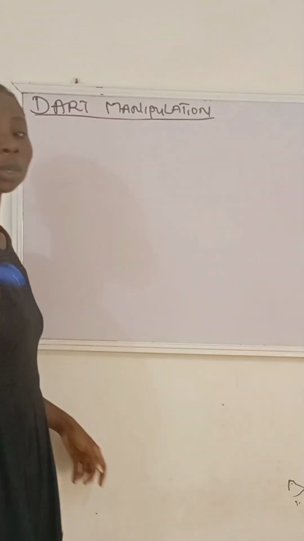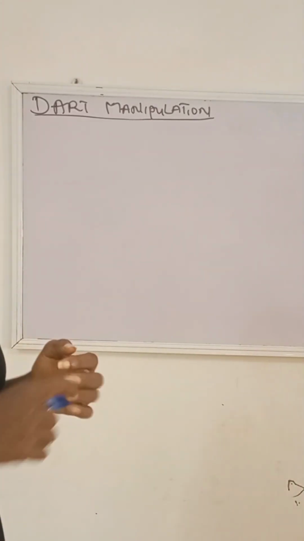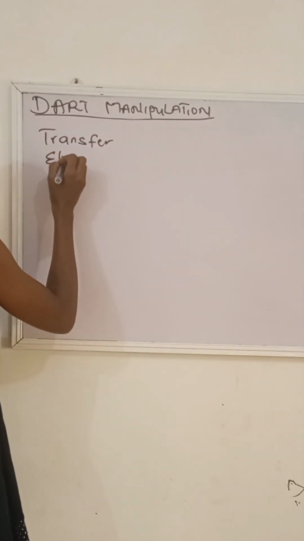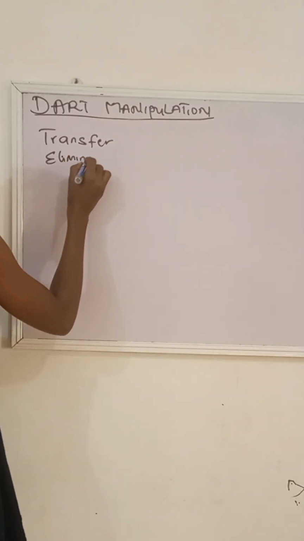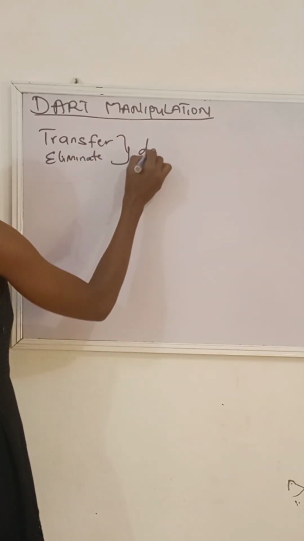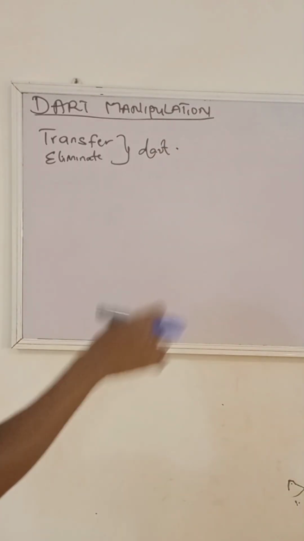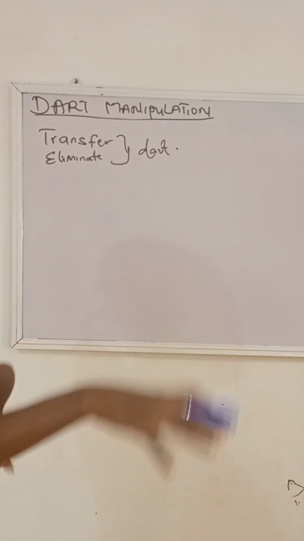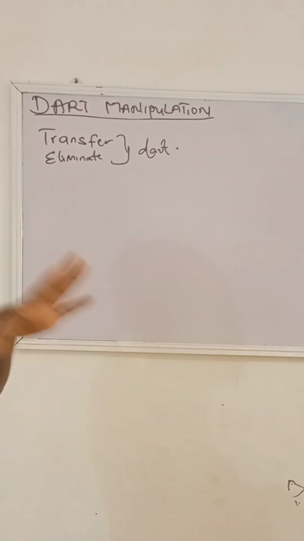Let's explain dart manipulation. There are different ways you can manipulate your dart. You can transfer your dart and you can eliminate your dart. Do you understand? So today let's talk about dart transfer, and you use dart transfer to create style lines. So you get the idea behind those clothes that have color combination, like they use dart manipulation to do color combination. That is what I want to explain today.